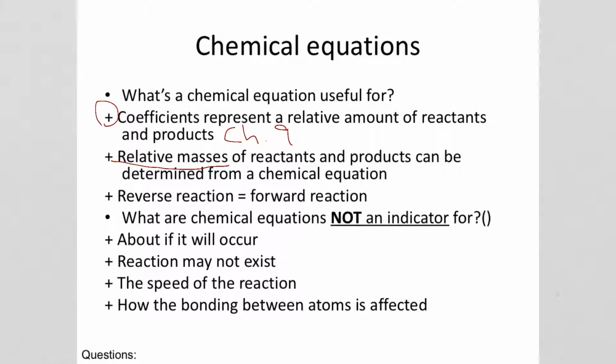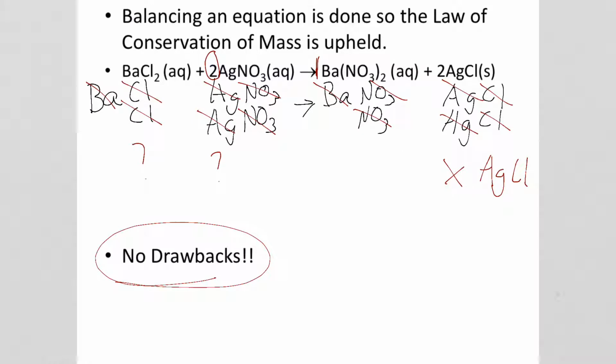What's also true is the reverse reaction equals the forward reaction. Let's say I wanted to make barium chloride. I could use these two products in this case as reactants to make barium chloride. It's not always the exact same process, but the idea here is that if I put heat in, I'll need to take heat out to go the reverse direction.